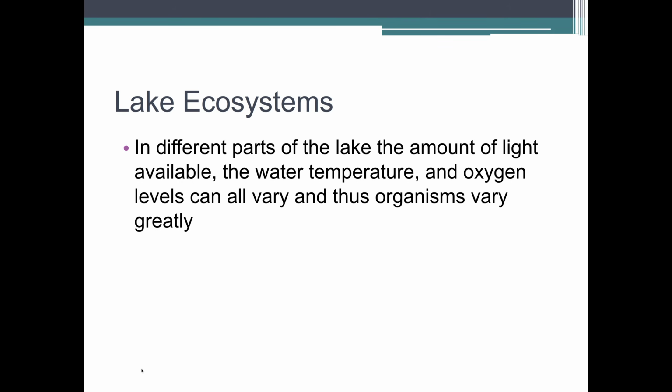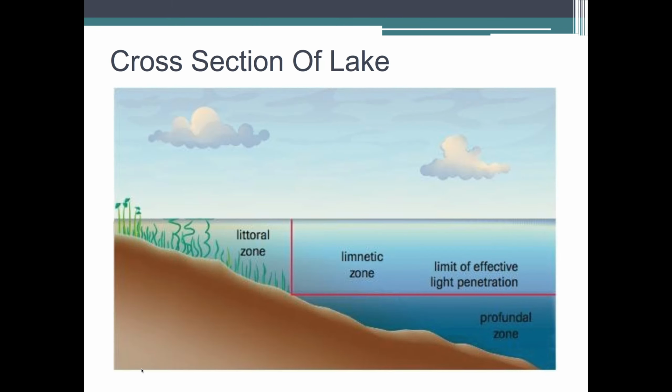Okay, lake ecosystems. In different parts of the lake, the amount of sun available, the water temperature, and oxygen levels can all vary. And so the organisms that live there would vary also. Just a cross section of a lake. Closest to the beach area is what we call the littoral zone. That's where most of the plant life grows because it can get sunlight.